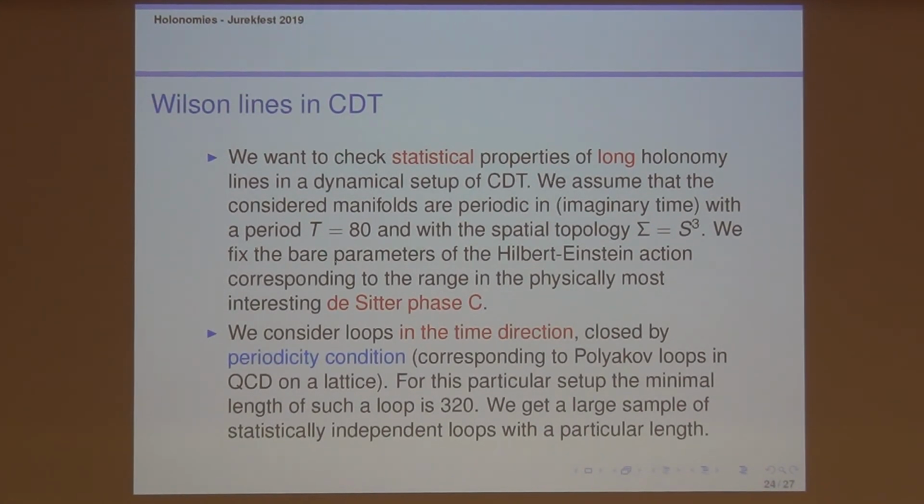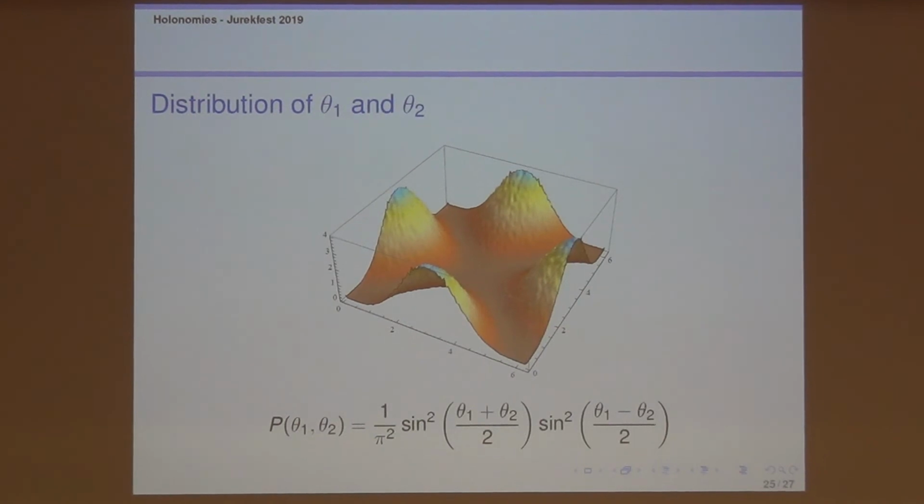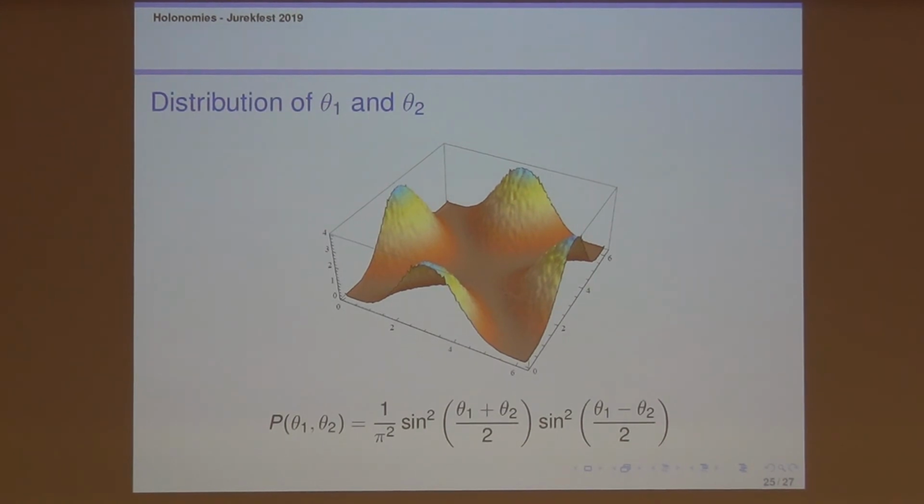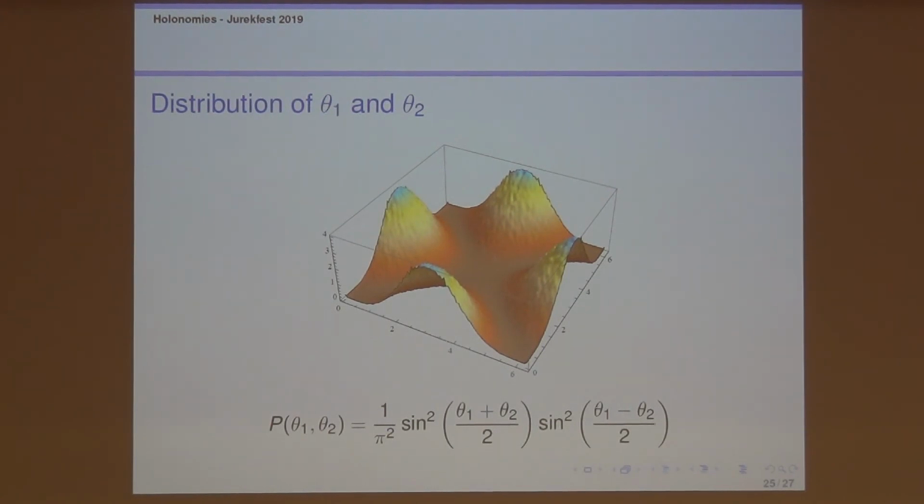And in fact, since the loop is long, we would like to obtain a situation where the distribution should be statistical. So we should not really expect any specific signal. And this is the result of the numerical measurement. A very nice plot of θ1 and θ2. And it is superimposed on an analytic function, which I have given here, which turns out to be nothing else but the Haar measure on the SO(4) group.